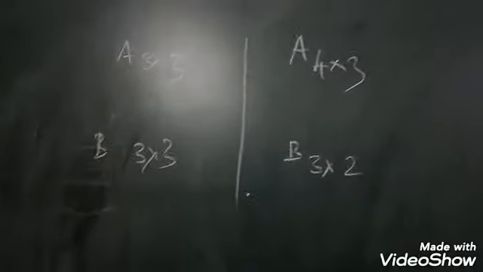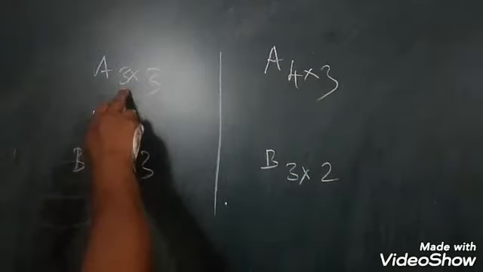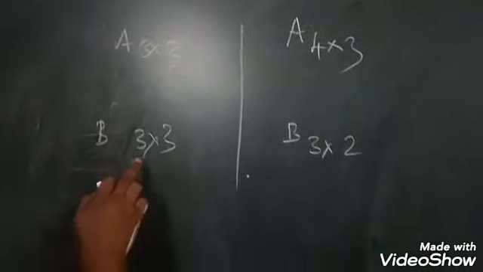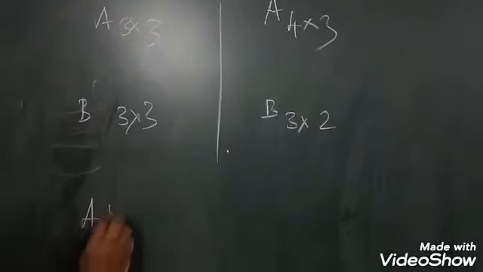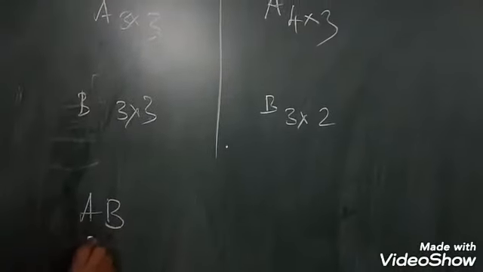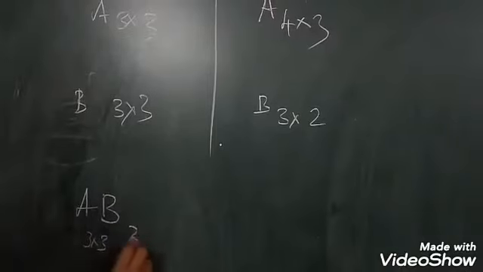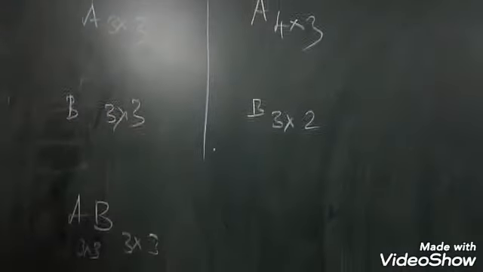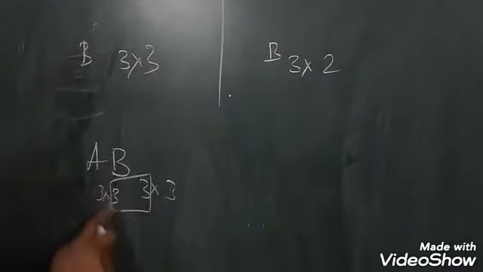See girls, some examples. First they have given matrices A, 3 cross 3, and B, 3 cross 3. If we need the product of the matrices, first we write 3 cross 3 for A, then again 3 cross 3. Both orders are given. See here the first matrix column.